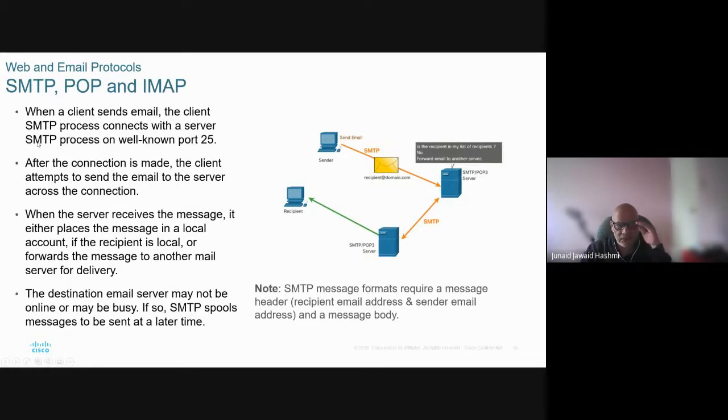So SMTP connects with the server using port 25. Okay. So once the connection is made, the client attempts to send email to the server. When the server receives the email, it either places the message in the local account or forwards the message to another email server, because all these different email servers are connected to each other. So if the server is busy, it just spools the messages and sends them later.